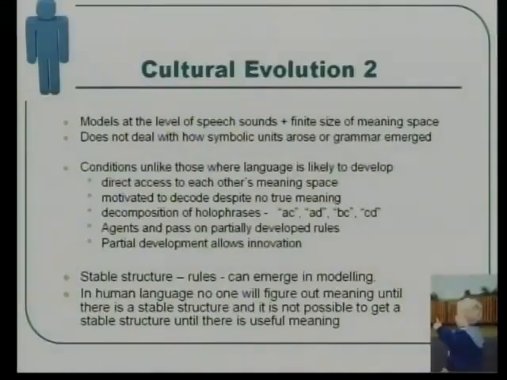The other feature that is in the models is the suggestion that partially developed language, fuzzy meaning, means that mistakes can be made. And this is a parallel with genetic evolution, in that mistakes can be used to allow innovation so that we can get more complicated language structure. Well, stable structures, rules, they certainly can emerge in the modelling, but only because the conditions they are given are very unlike those where language would develop. In human language, no one's going to figure out meaning until there's a stable structure. You can't get a stable structure until there's useful meaning.